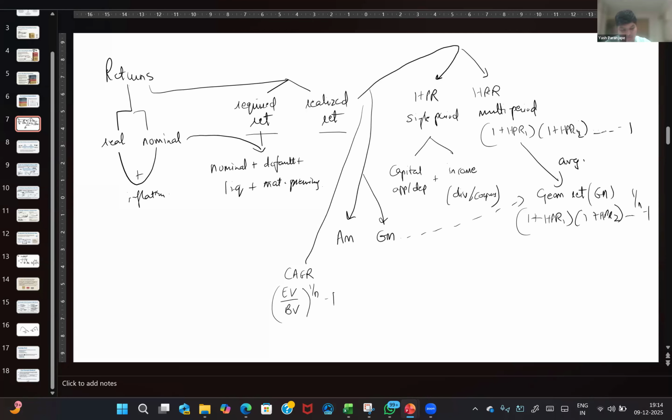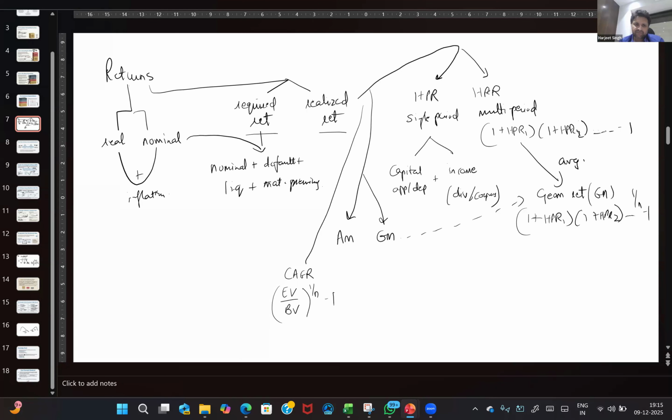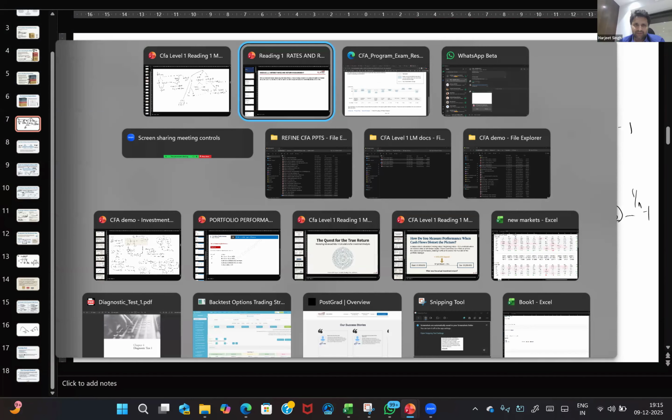So suppose today the stock is 100, after 5 years the stock is worth 300. So 300 by 100 raised to 1 by 5 minus 1 will give me the CAGR of my investment. That's the compounded annualized growth rate. Make sense? So this is a good landscape of various returns. I've just put it on one slide. Any questions on this? All okay? Okay, let's go for a few problems.